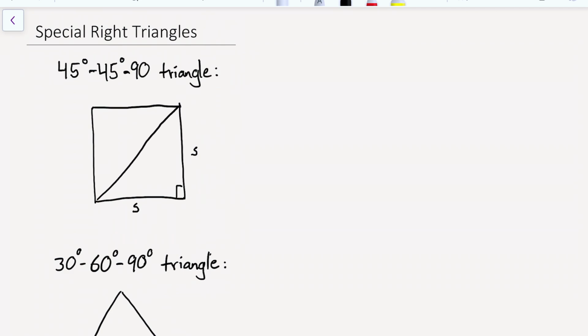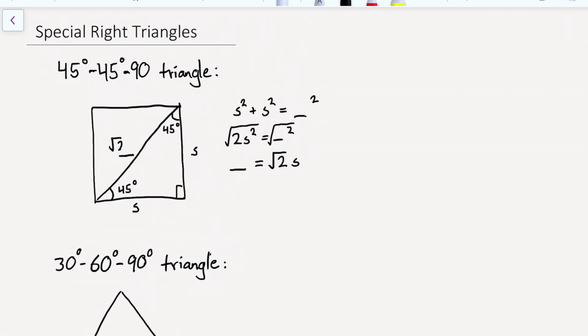If I drop a diagonal across this square to form two triangles, I now have a 45-degree angle in each of the corners because I've cut the 90-degree angle in half. I can use the Pythagorean theorem to find the missing side, the hypotenuse of this right triangle. I have s squared plus s squared equals blank squared, or 2s squared equals blank squared, and when I take a square root, this blank equals the square root of 2 times s. So the hypotenuse is the square root of 2s.